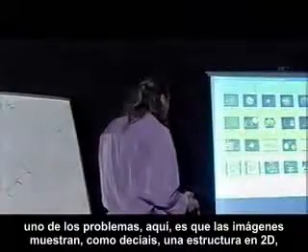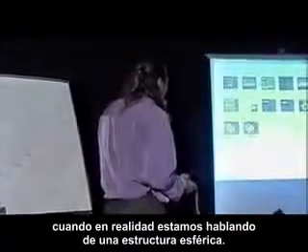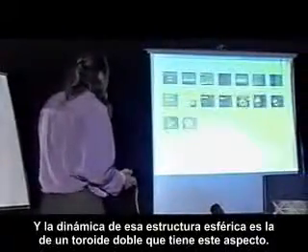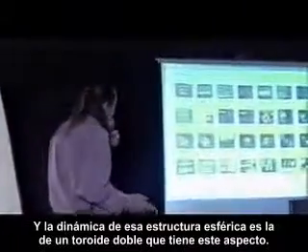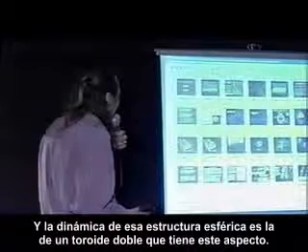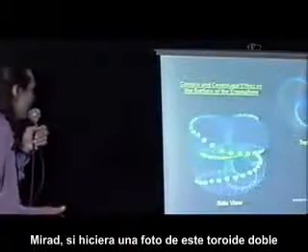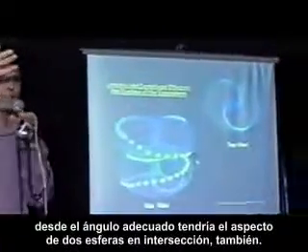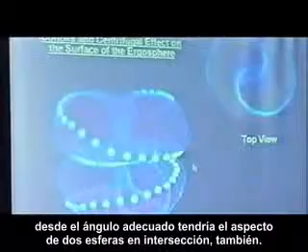But one of the problems here is that the images are showing, like you were saying, a 2D type of structure, when actually we're talking about a spherical structure. And the dynamic of that spherical structure are the dynamic of a double torus that looks like this. See, if I took this double torus and I took a picture of it at the right angle, it would look like two spheres intersecting as well.